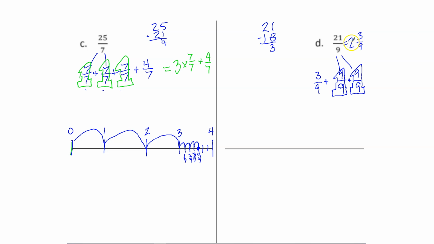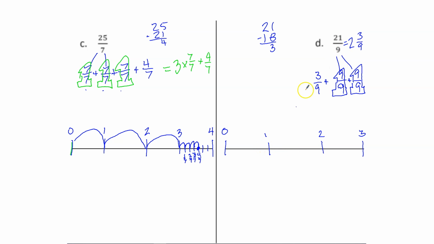Alright, so I know that 21 ninths is going to fall between what two whole numbers? 2 and 3. 2 because this is my whole number here, and I know that it's greater than 2, and I know that it's also less than 3. It's not quite 3. So we're going to fall in between 2 and 3. That means I'm going to have 0 and 3 on my number line. And then I need 2 partitions of the 3 parts. Call that 1, this will be 2.